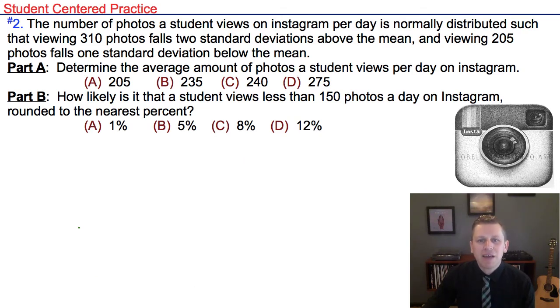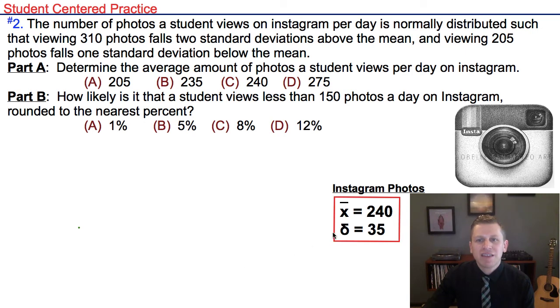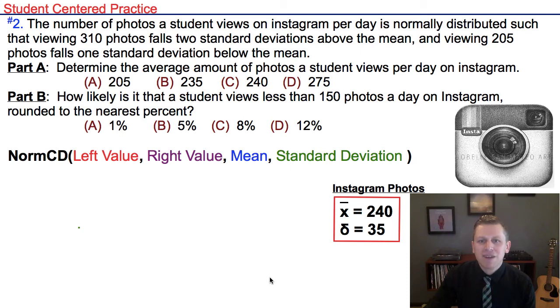To answer part B, I'm going to need that information that the mean number of photos is 240 and the standard deviation is 35. I want to know how likely is it that a student views less than 150 photos a day on Instagram, rounded to the nearest percent. Well, I'm going to have to use here my normal CDF function. If I want to know how likely it is that a student views less than 150 photos, I don't know what the left value is, so I'll replace it with negative 999,999. The right value here is going to be 150.